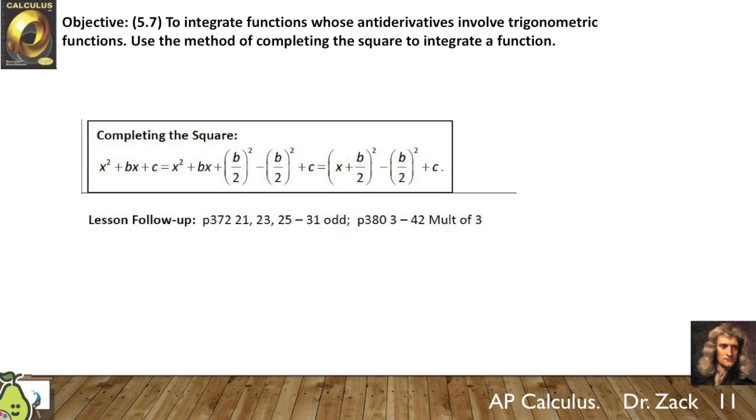Today's lesson practice, I want you to look at page 372. Make certain you know the derivatives of your inverse functions and how to find the antiderivatives. That's it for today's lesson.